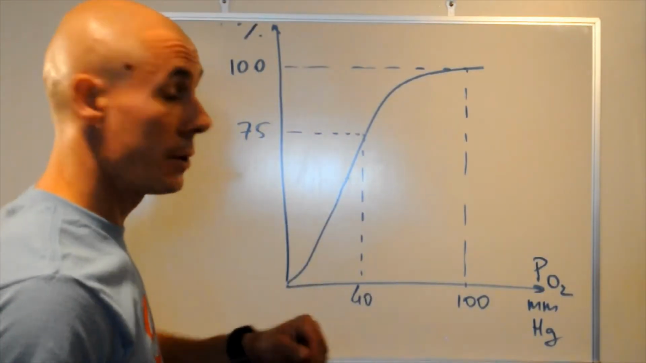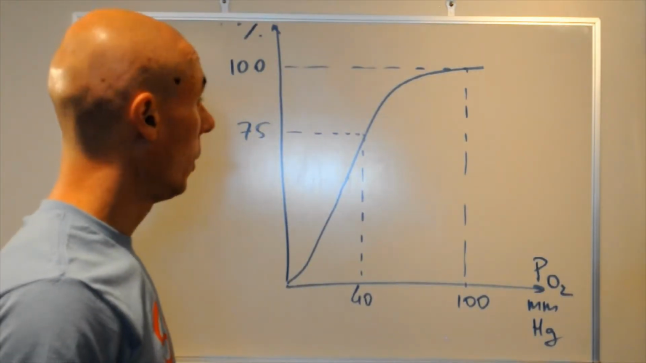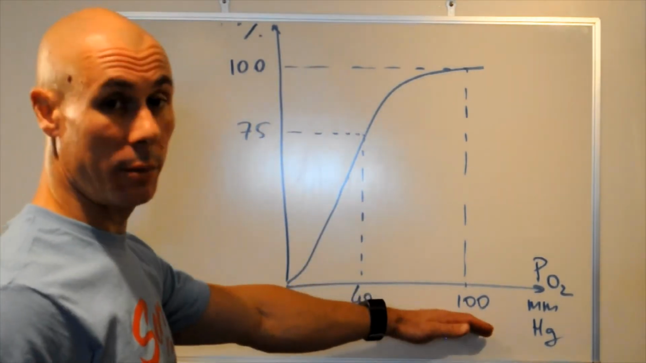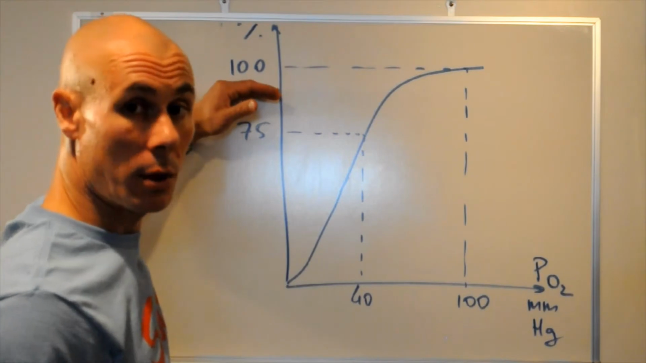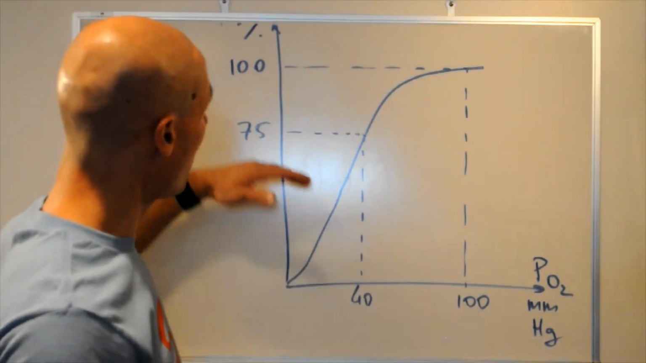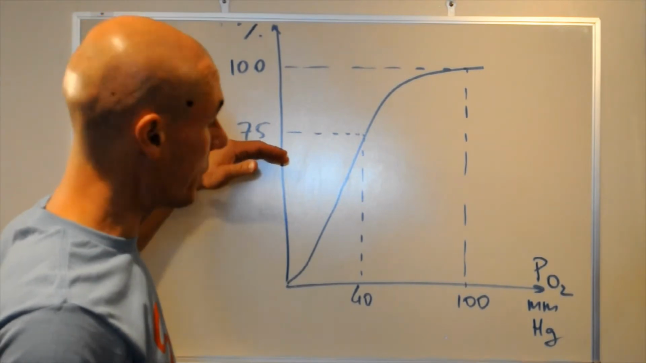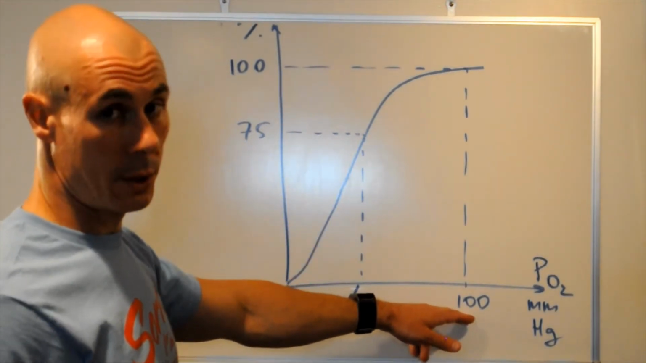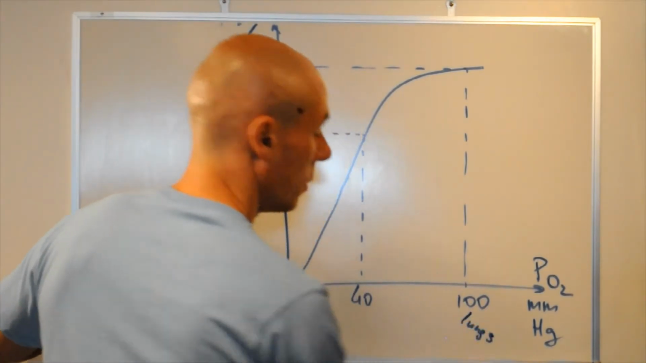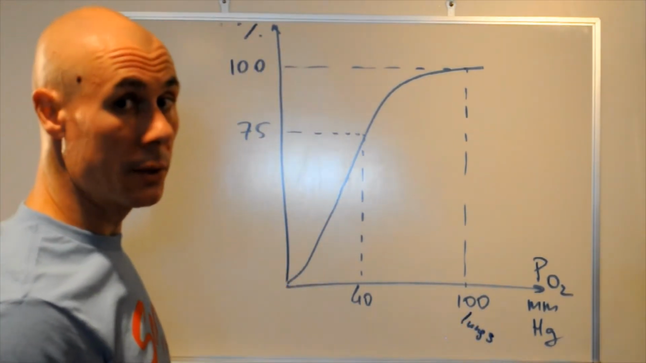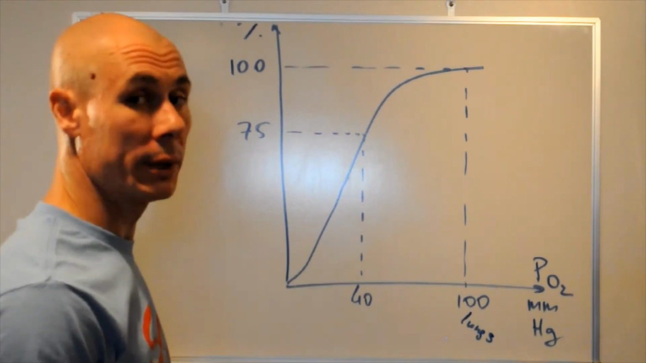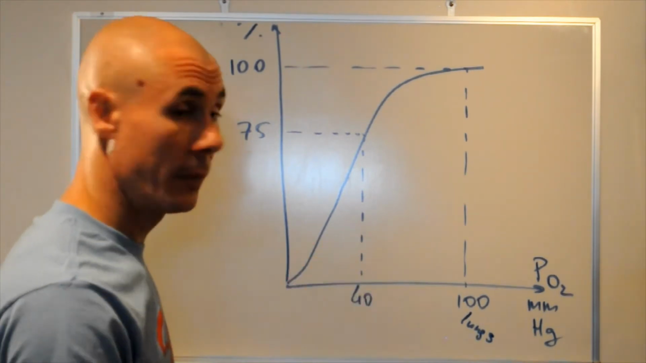So this is the hemoglobin dissociation curve. What does that mean? What do these numbers mean? At 100 millimeters of mercury, the saturation is 100%. At 40 millimeters of mercury, the saturation of hemoglobin is 75%. This partial pressure is in the lungs. So as blood goes through the lungs, practically all hemoglobin is saturated. For our intents and purposes, let's say all.